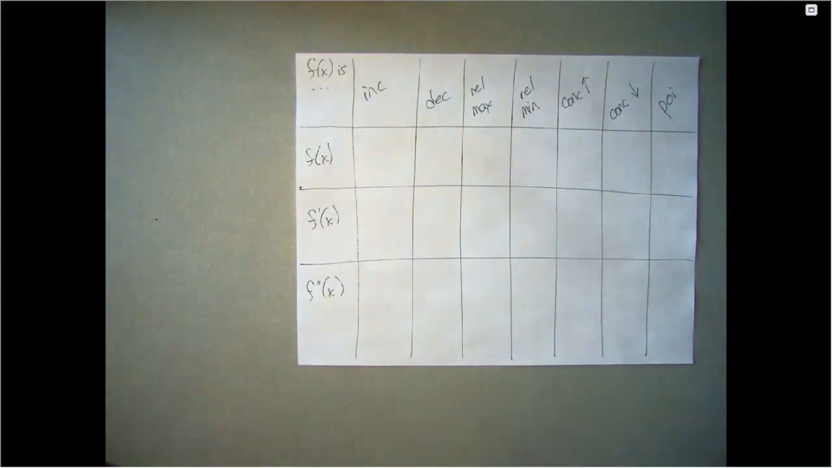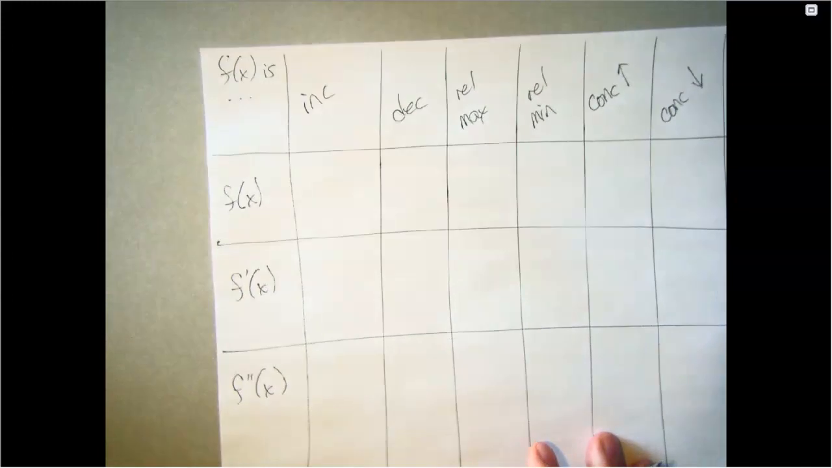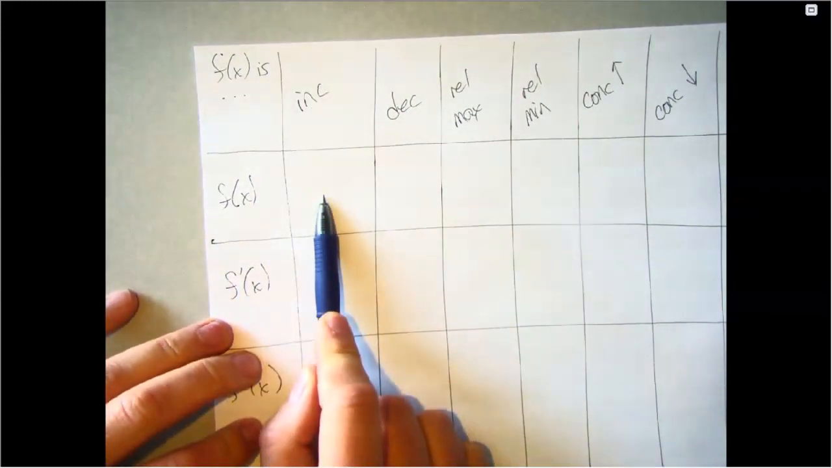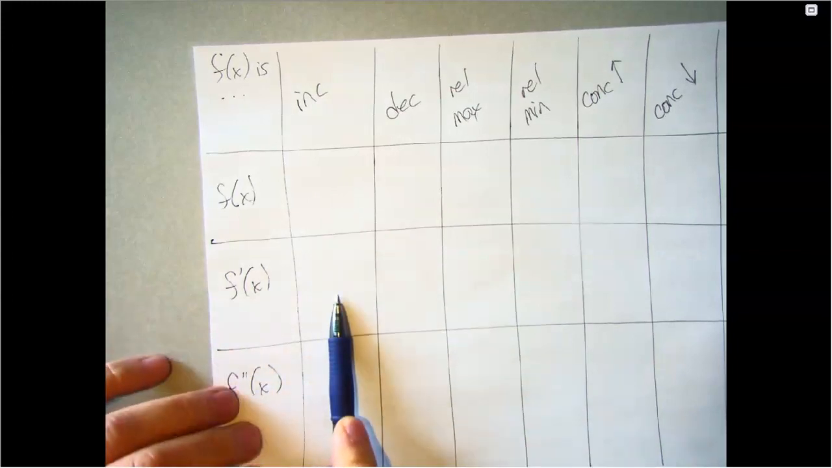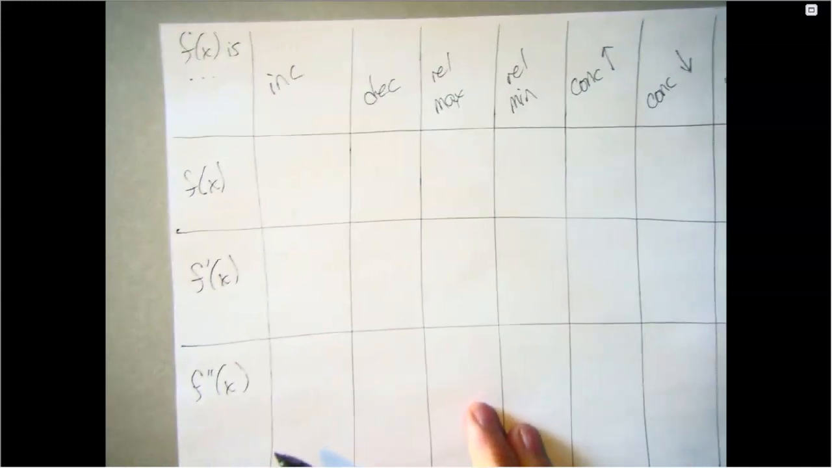So, for example, the f of x row is pretty easy. This is saying if f of x is increasing, what does f of x look like? What does f prime of x look like? What does f double prime of x look like?